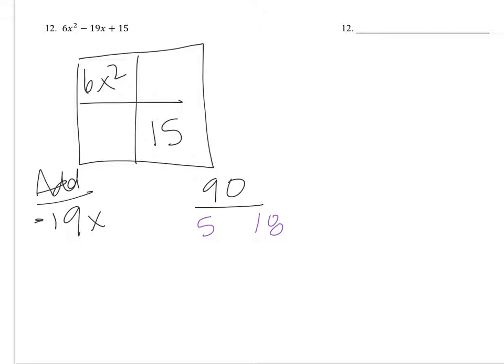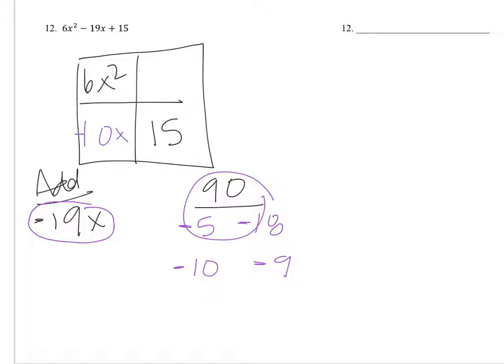How do I know that? Because this is multiplying to get a positive. This one is adding to get negative. So I would have a negative 5 and a negative 18, which does not work. So I want two smaller numbers. Let's try a negative 10 and a negative 9. Well, those multiply to get positive 90, and they also add together to get negative 19. So that's my two numbers.